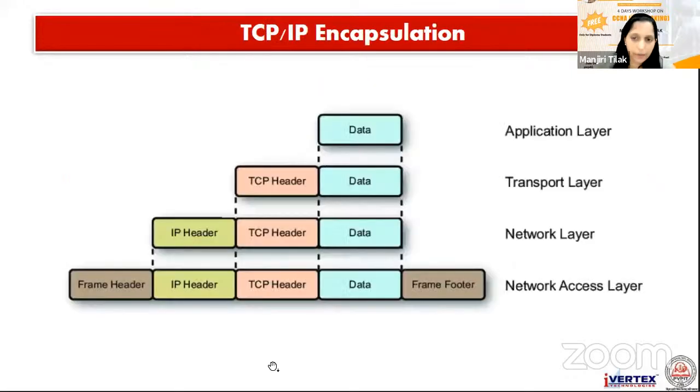Okay, so now see here. This is the encapsulation, TCP/IP encapsulation. Whenever you have data, it will be on the application layer. Then on the transport layer, there will be, suppose, a TCP header, or it can be a UDP header. Then on the network layer, there will be an IP header, and then you will have a frame header, that is the Ethernet header, correct? So it is your network access layer encapsulation, right?